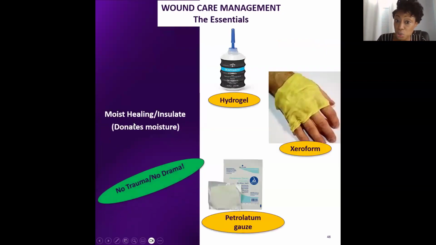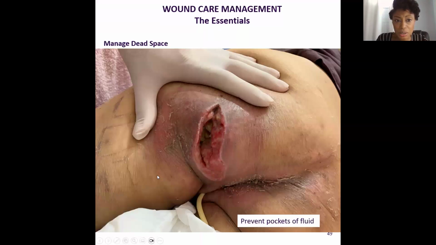So in that case, you need to choose a dressing that will donate moisture to the site. We have several options, including hydrogel, Zeroform, petrolatum gauze. Some of these dressings may or may not be available where you are, but here in the United States, these are typically what are used to maintain moist wound healing for a wound that's on the dry side. We want no trauma, we want no drama, right? So we don't want a dressing that causes pain for a patient. If it's painful when you take it off, the wound is probably too dry, and you need to look into moist wound healing.